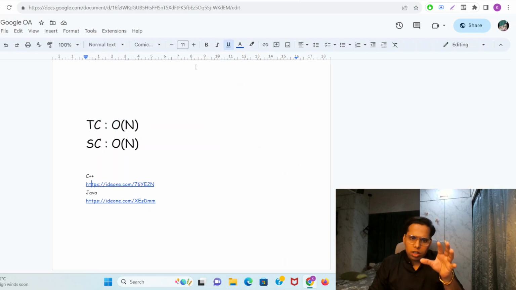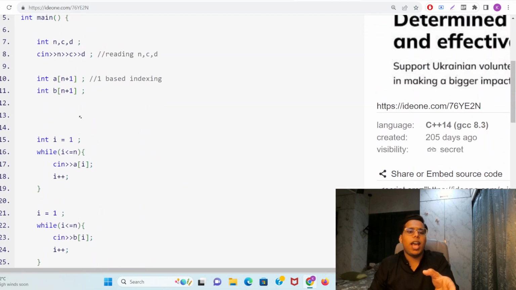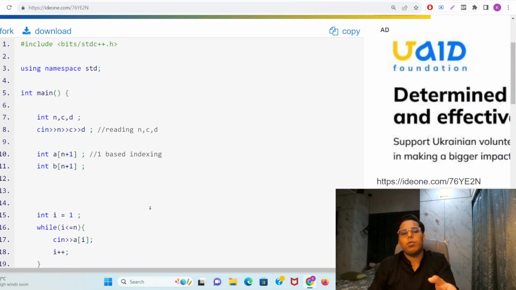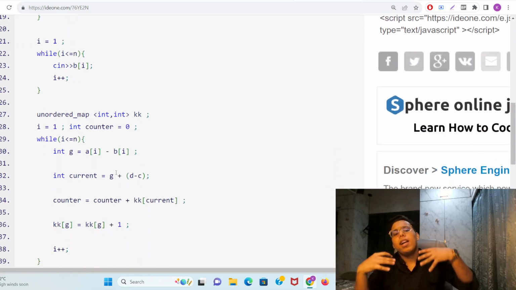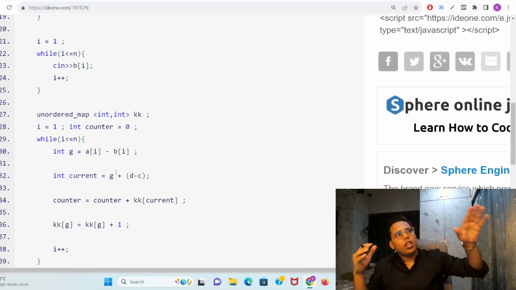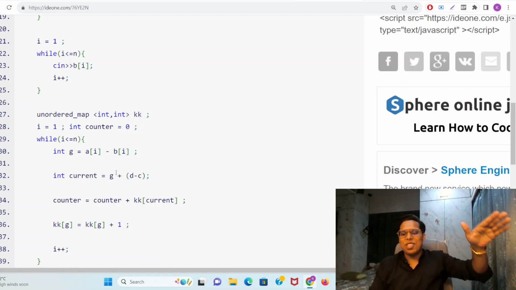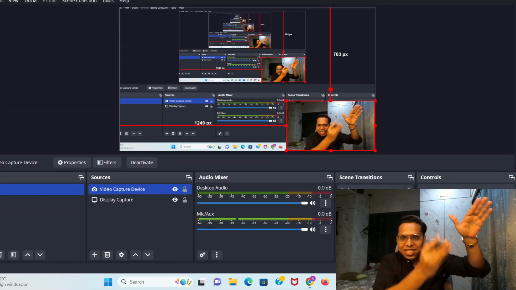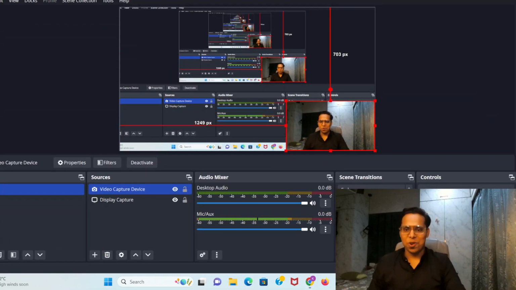I'm not considering the space taken by arrays A and B. They are already given to us in the input. In the worst case, you might have to put n keys in the map. That's why, guys, that's why it's so important.